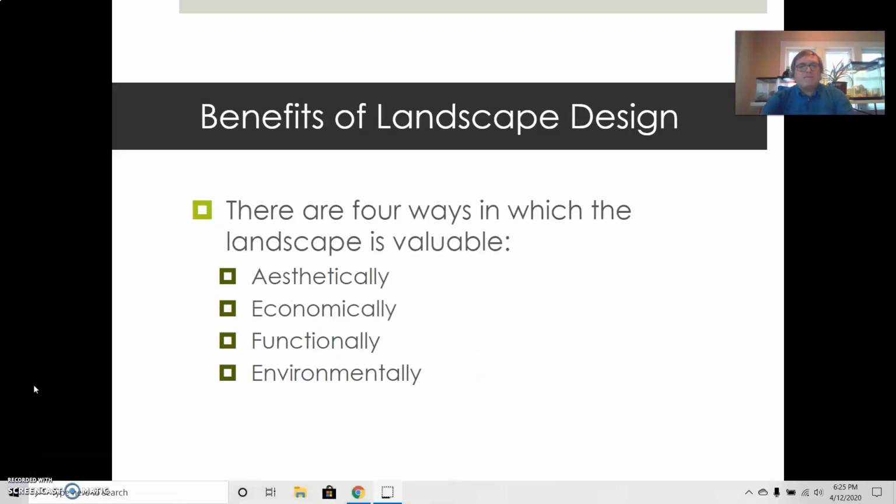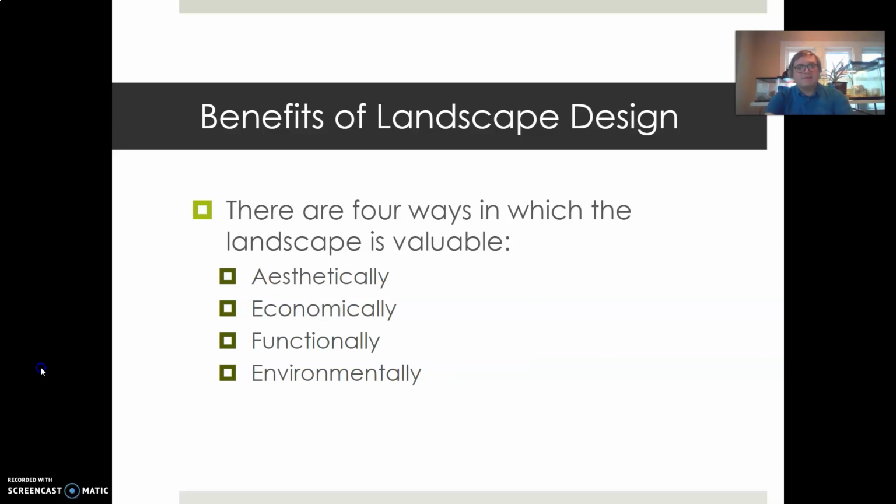So then looking at the benefits of landscape design, there are 4 ways in which landscape is valuable. And we'll go over these in a little bit more detail. So aesthetically, economically, functionally, and environmentally. So these are all kind of tied into the benefits of taking in landscape design.